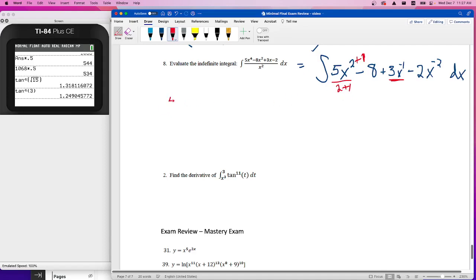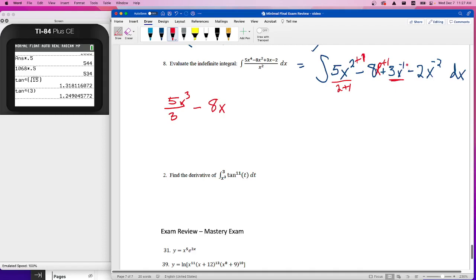So that's going to give us 5 over 3 x to the third. Okay. Get to negative 8. That's just going to become negative 8x. Think of this as x to the 0 power, add 1 to it, so that's x to the 1 power divided by 1.